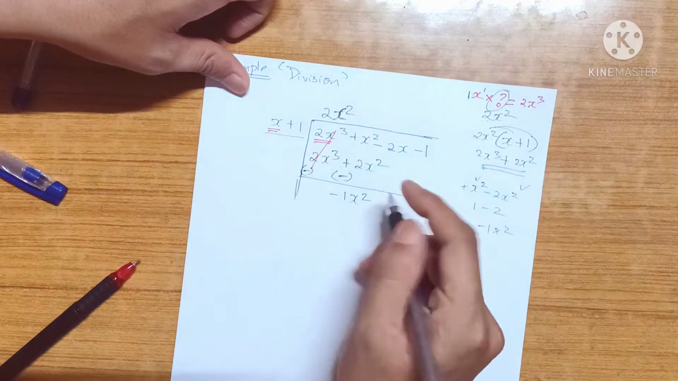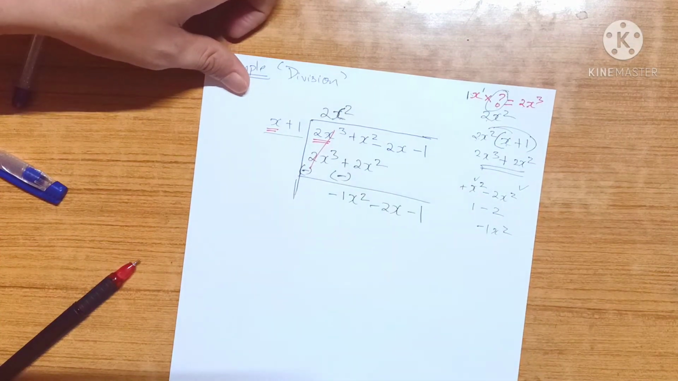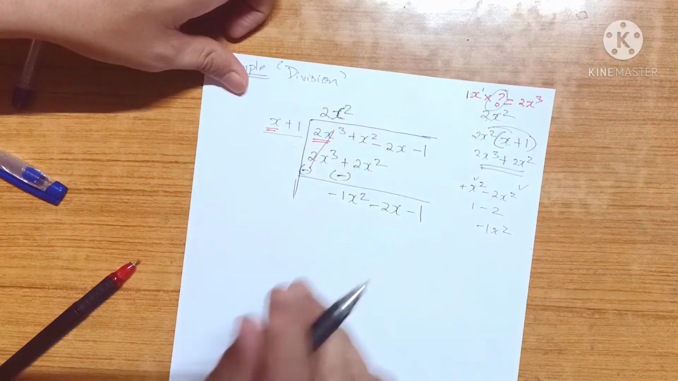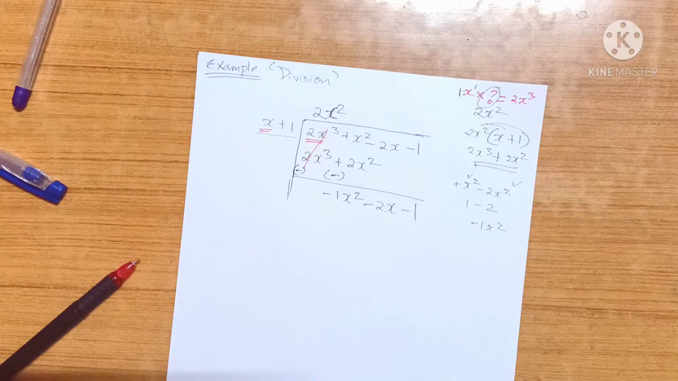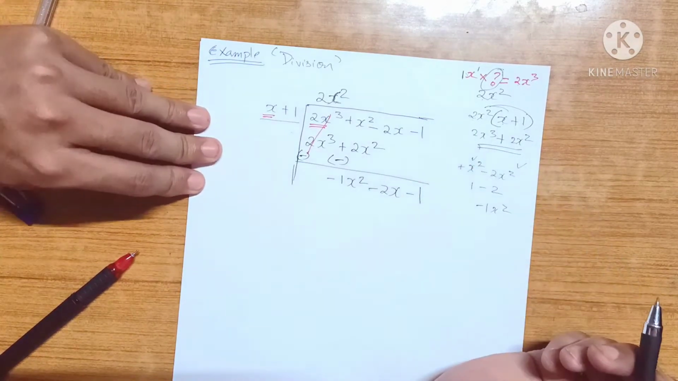The remaining which is not used will come down. Got it? If you don't understand, just listen. I'll do more examples so that you'll be able to catch up.